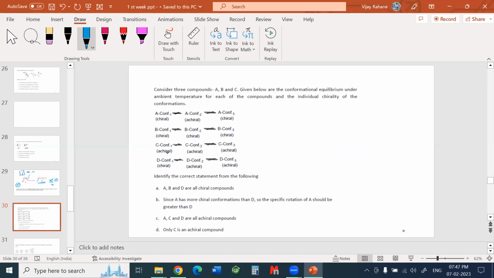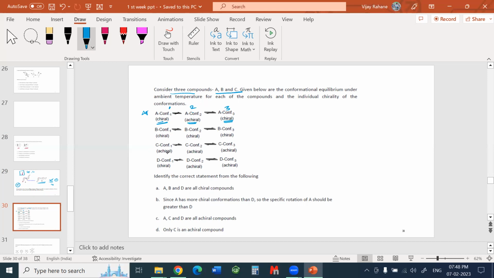In this question, consider the three compounds. Let's say compounds A, B, C, and D are given below. Below are the conformational equilibria. These conformations are in equilibrium at ambient temperature, and the individual chirality of each conformation is given here. You can see compound A is given in 1, 2, 3 different conformations. The first conformation is chiral, the second conformation is achiral, the third one is achiral.